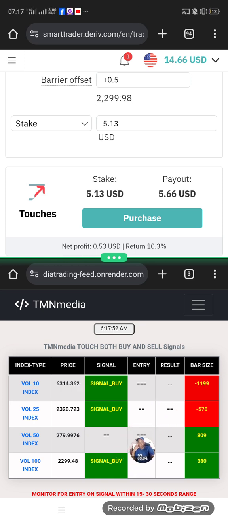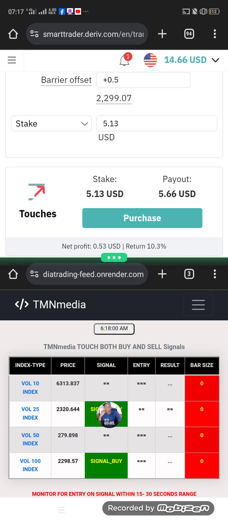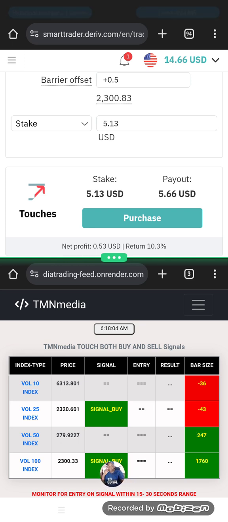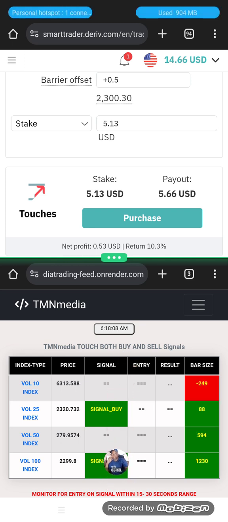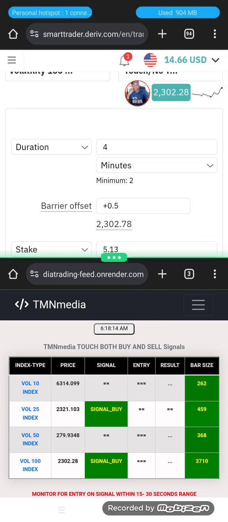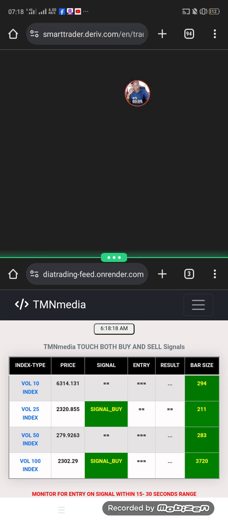How did I know the ones I'm going to trade? Because they are all showing green. This guy was showing green. Only 50 has not indicated anyone. This is buy. So once it is green, which is buy, it's going to be plus. That's why you see me using a plus barrier here. If you look at all of them, plus barrier.